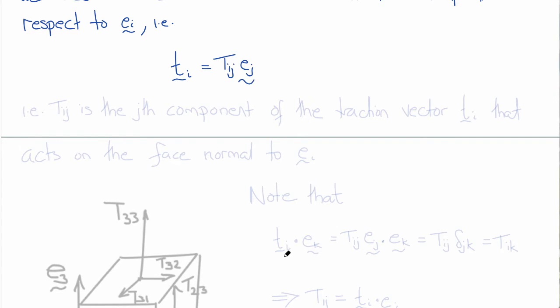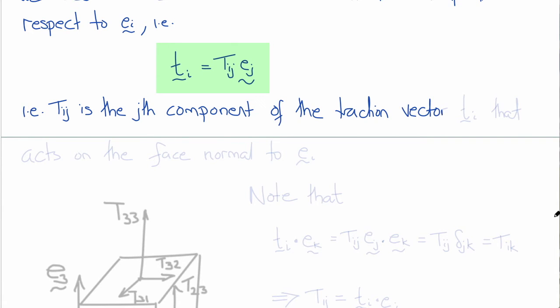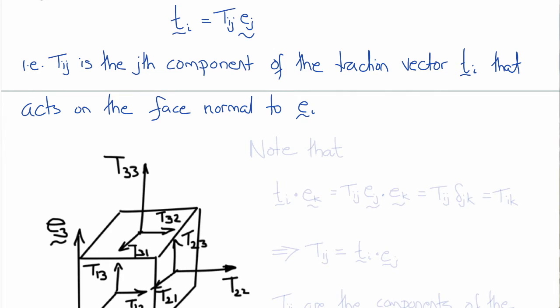In other words, T sub i would equal T_ij e_j, where T_ij is the jth component of the traction vector acting on the ith face, on the face normal to e_i. So here's what this would look like.